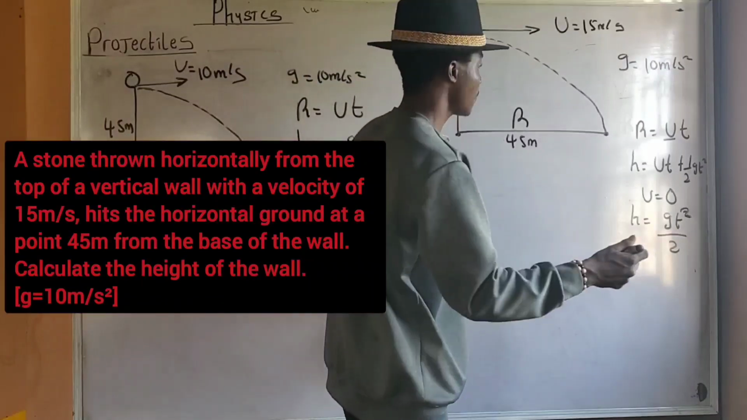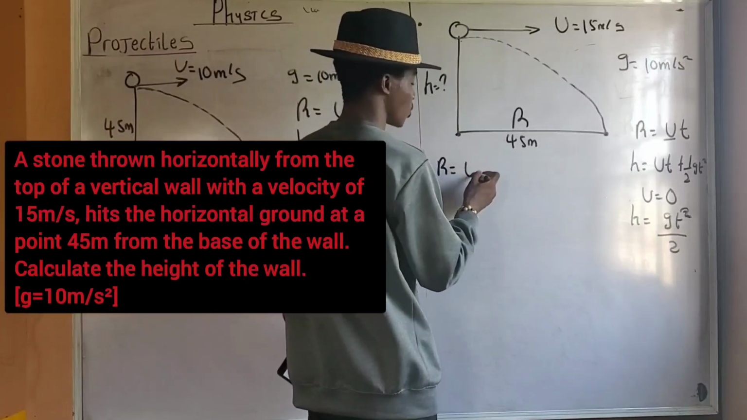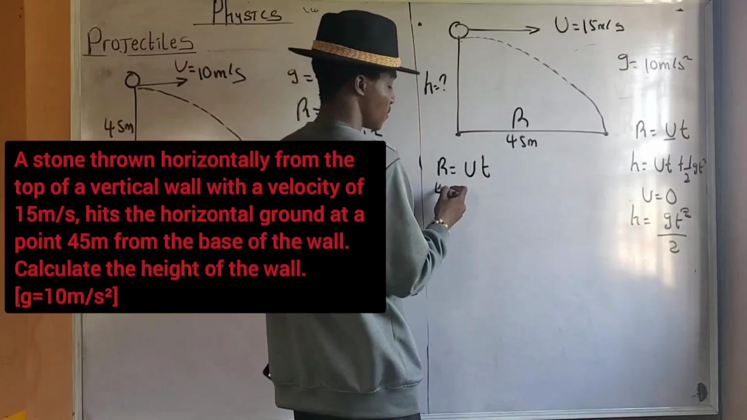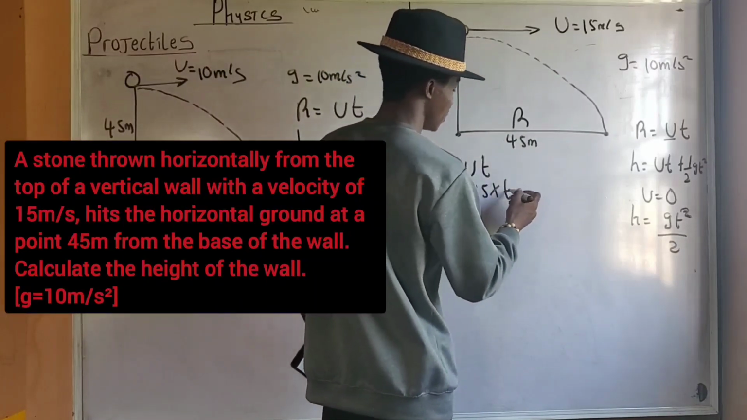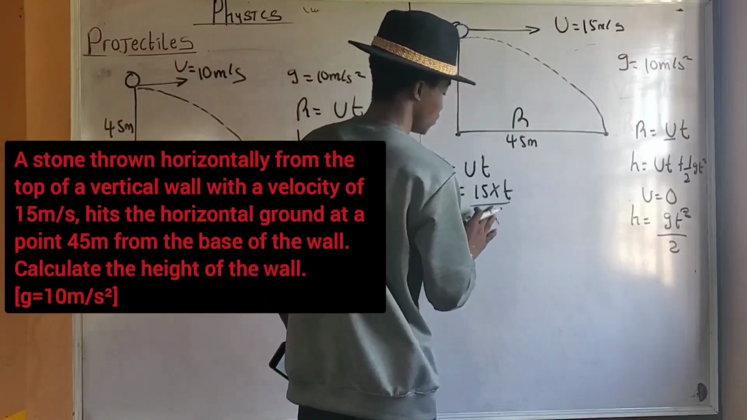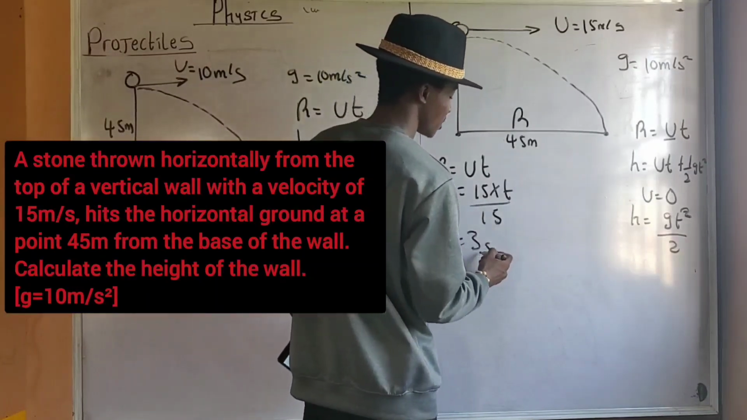Now, the range, which is 45: R equals UT. 45 equals 15 multiplied by T. To get the value of T, divide by 15. T equals 3 seconds.